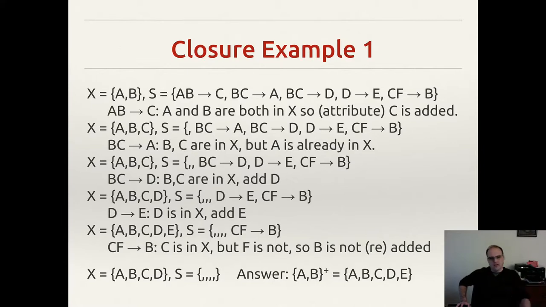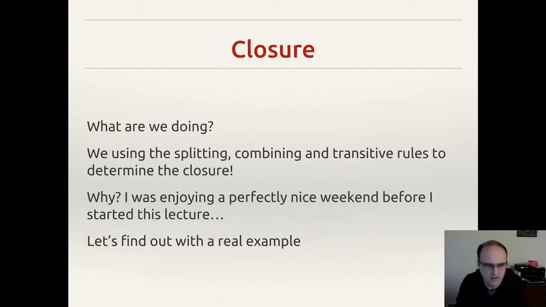So our final answer here is that X is equal to A, B, C, oops, that's supposed to have an E in it, A, B, C, D, and E. And S is now empty. On the left side of the bottom of the slide, that's supposed to be A, B, C, D, and E. But on the right side, now we're looking at our closure for A, B, and it's equal to A, B, C, D, and E. Notice that it does not have F in it, though. All right, so that's the book's example number one.